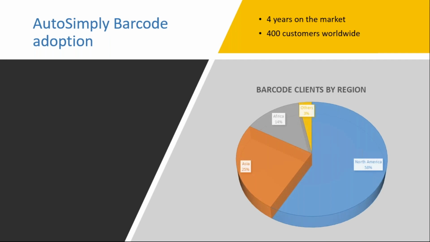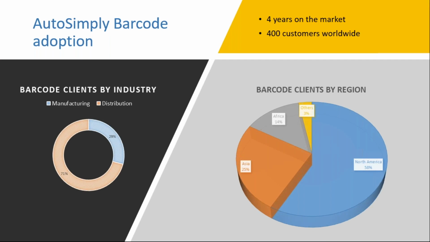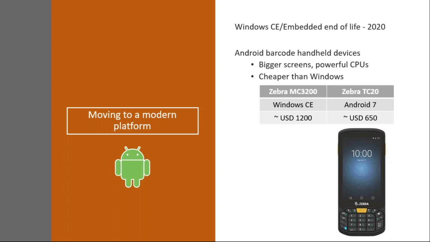So I'm just going to talk a little bit about adoption rates. AutoSimply is known for manufacturing, but in fact, we have more people in the distribution business using AutoSimply barcode. And people ask us, do we have to have manufacturing to use barcode from AutoSimply? The answer is no. We support the distribution suite or the operations suite of Sage 300, and that's where most of our clients are. And then we have about 30% of them in manufacturing.